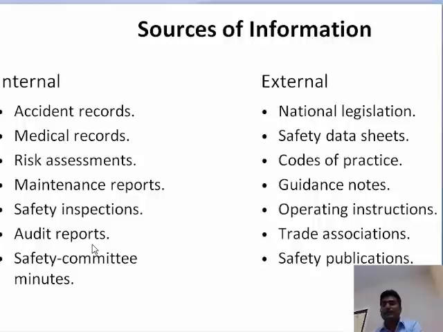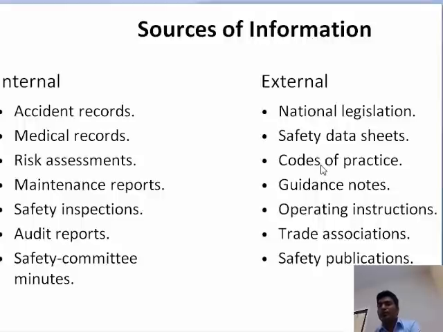And audit report also gives you information about how you comply with the health and safety rules. And safety committee minutes, that means safety committee meetings also give you information about the outcome of the safety committee, and that also gives you information about health and safety at the workplace. And what is the external source of information? National legislation. That means the rules about health and safety in your country, that will also give you information about how you maintain health and safety at the workplace.